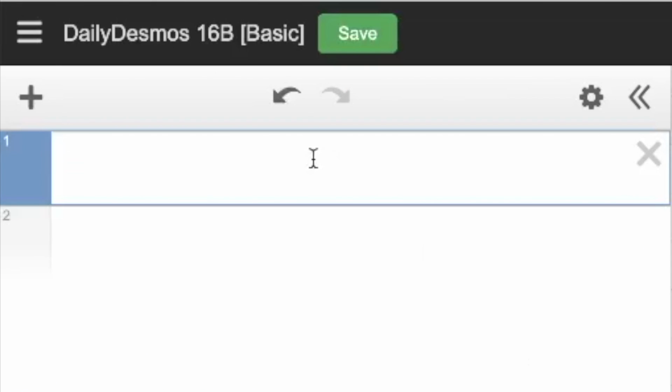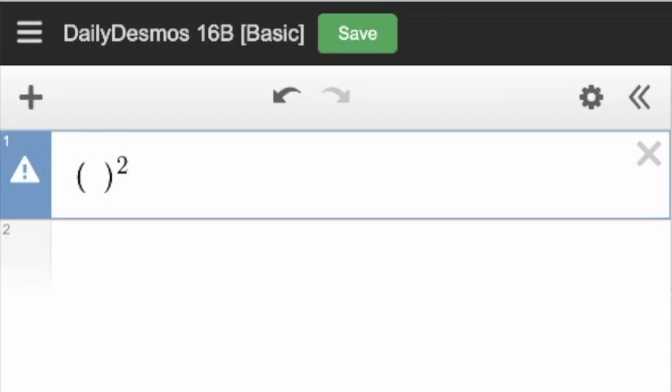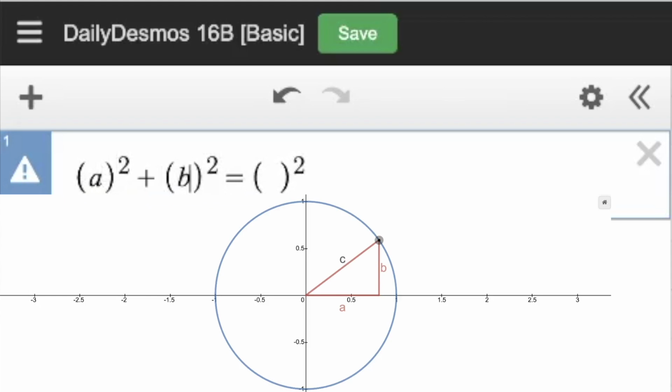The general form for an equation of a circle looks like this. We have a parentheses that's getting squared, plus another parentheses that's getting squared, equals another parentheses that's getting squared. You might not have heard of this kind of idea before, but here's the way that I like to think about a circle. We have a squared plus b squared equals c squared.